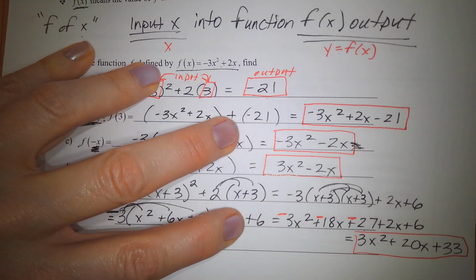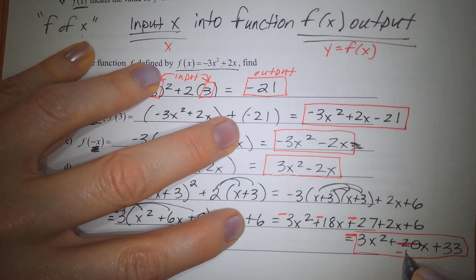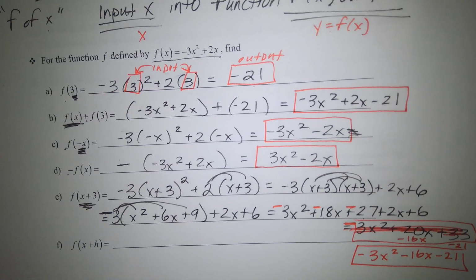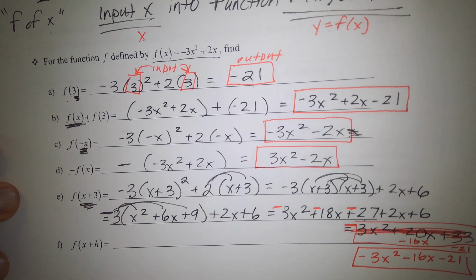So that becomes, down here, let me correct this, that becomes minus 3x squared. Negative 18x plus 2x is a negative 16x. Negative 27 plus 6 is a negative 21. Let me rewrite that. Negative 3x squared minus 16x minus 21. Very easy to make those negative mistakes.